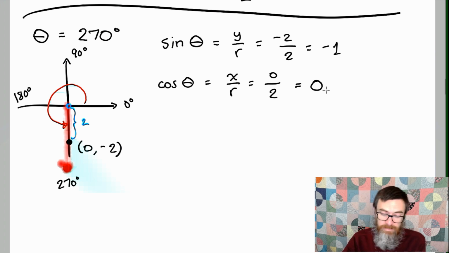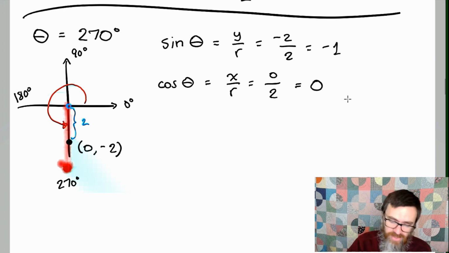Okay. I mean, it just kind of is what it is. And also when you think about it, what is your x value if you're on a y-axis? Your x value is 0, right? So it doesn't matter how big or small that radius is, how big or small that hypotenuse is, 0 over anything is going to give you 0.